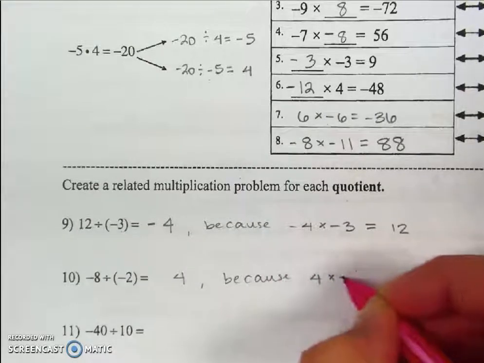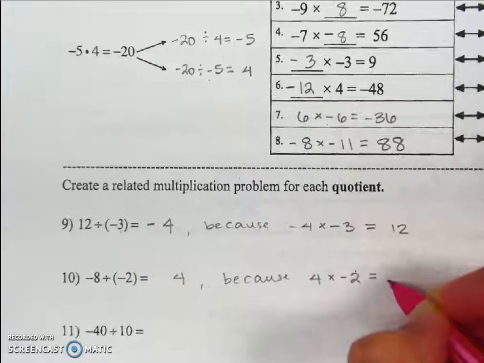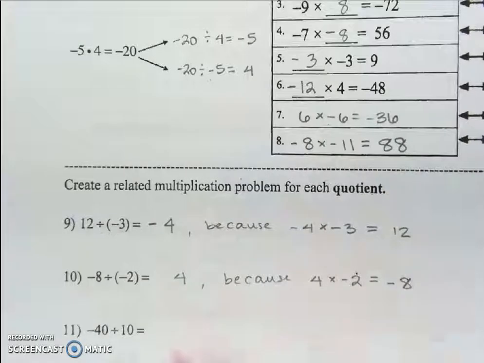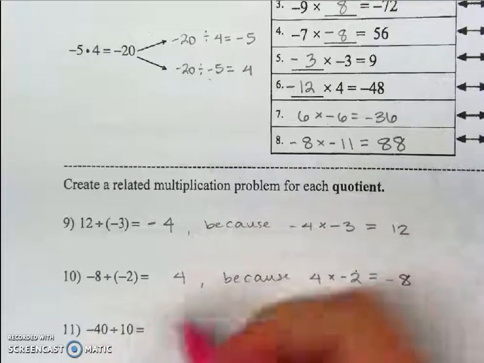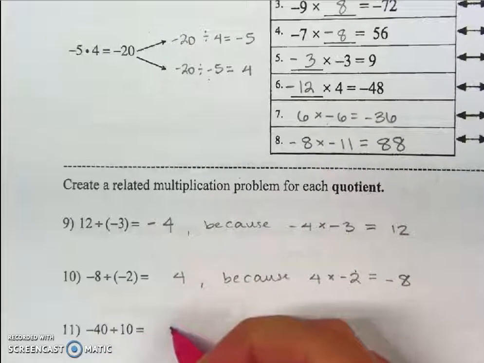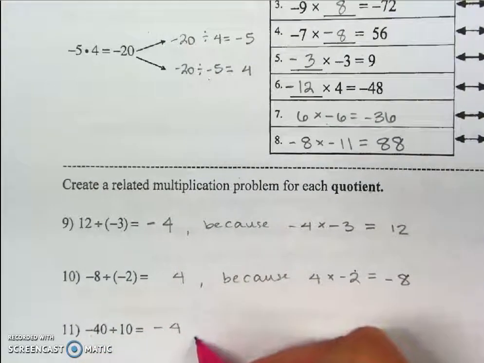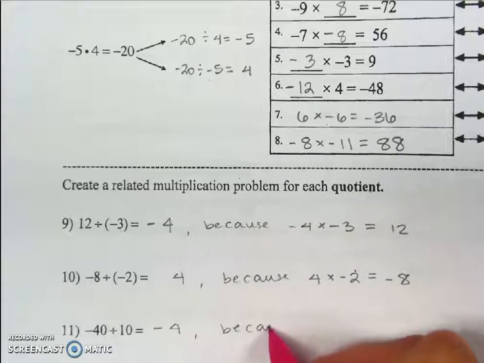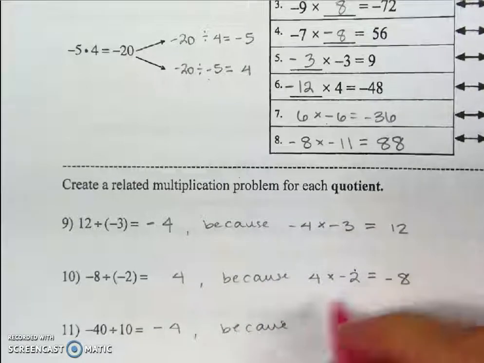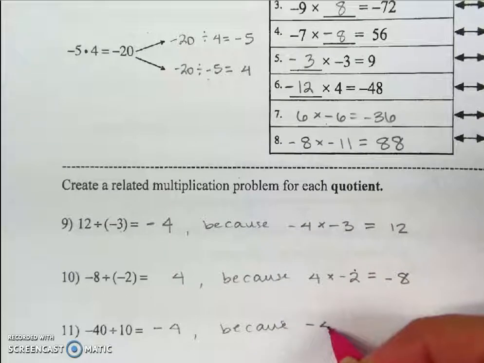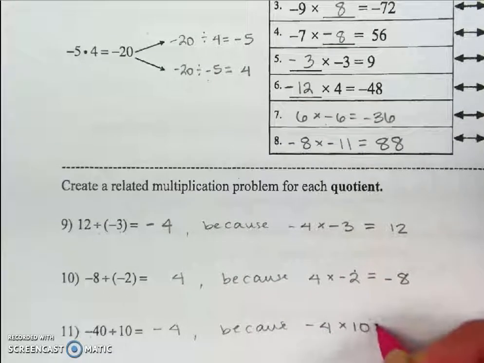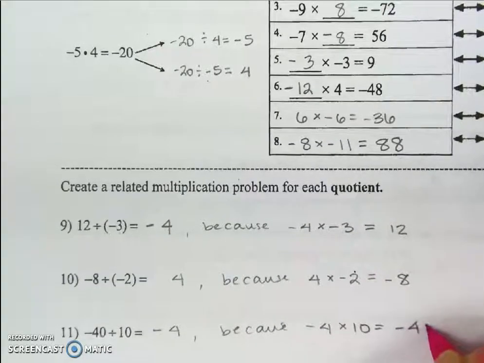4 times negative 2 gives us negative 8. All right, how about this one? Negative 40 divided by 10. 40 divided by 10 we know is 4. The opposite of that would be negative 4 because I promise not all of these are going to be 4, because negative 4 times 10 is what gets us negative 40.